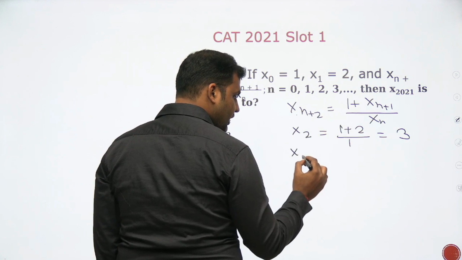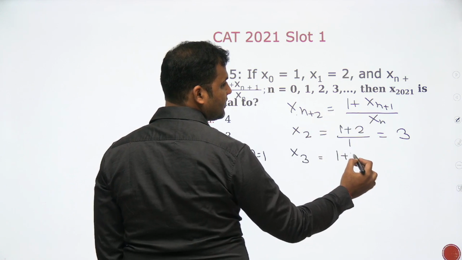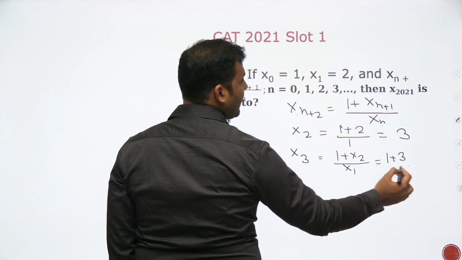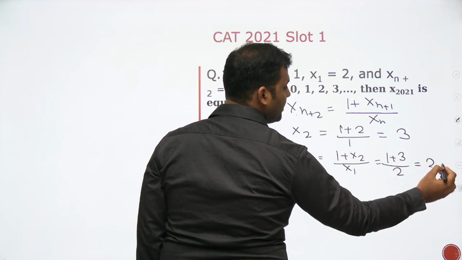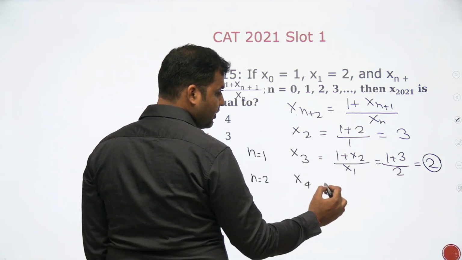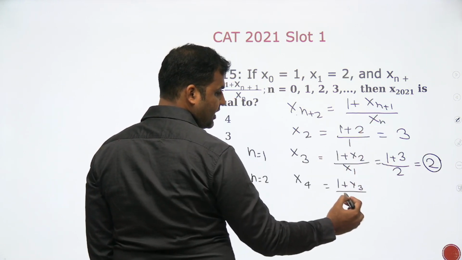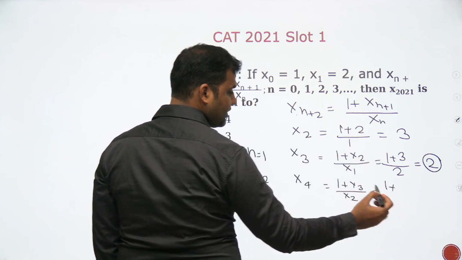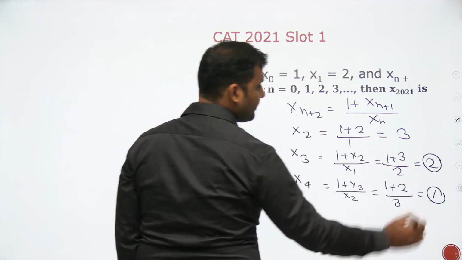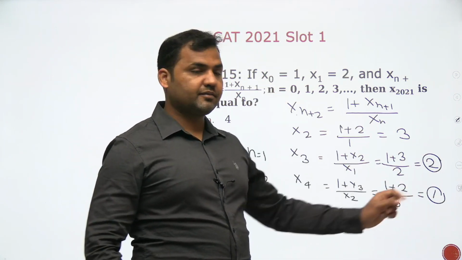Now if I want to find out the value of x3, then I need to put n as 1. If I put n as 1, it would be 1 plus x2 upon x1. x2 is 3 and x1 is 2. So this becomes 2 again. Now when I put n as 2, I'll get x4. The value of x4 would be 1 plus x3 divided by x2. x3 is 2 and x2 is 3. So this is again 1. Now guys, my x0 was 1 and I got x4 as 1 again.